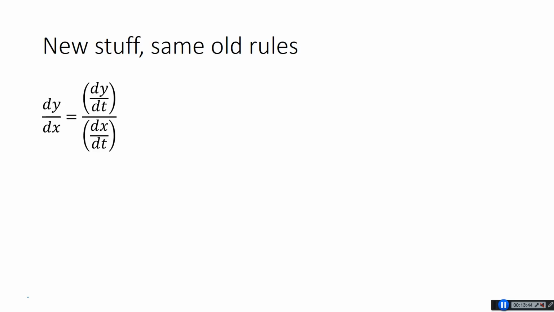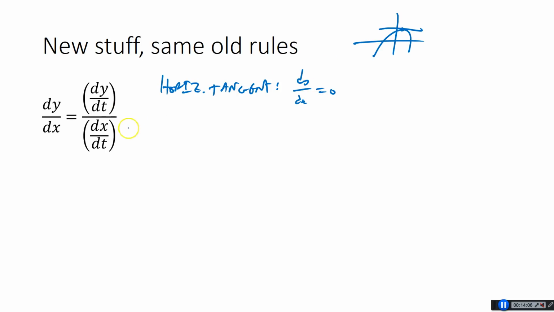Okay, so new stuff, same old rules. Back in chapter 3, chapter 4, somewhere in there, we talked about horizontal tangents and vertical tangents. So for a horizontal tangent, remember, what does that mean about the derivative? If we have a horizontal tangent, that means our derivative would be 0, right? So that means dy dx equals 0. Well, the only way to make a fraction like this 0 is if the top is 0. So that means that dy dt must equal 0. They like to ask questions about that a lot. They say, when does this thing have a horizontal tangent? You don't have to worry about x at all. All you have to worry about is making sure that the y derivative is 0.